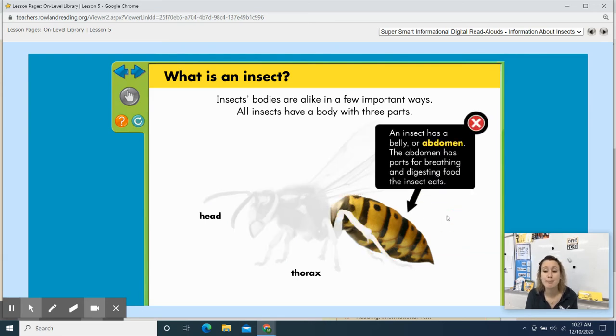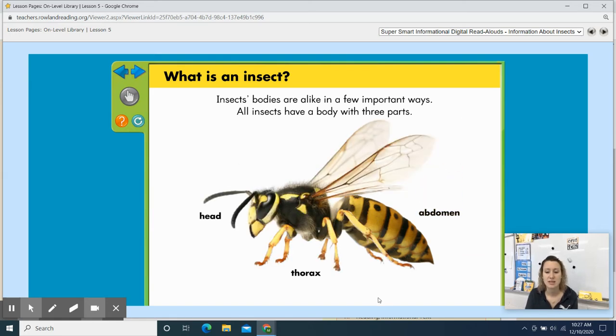An insect has a belly or abdomen. The abdomen has parts for breathing and digesting food that the insect eats. So that abdomen is like your stomach, okay? That helps you digest food. Except your stomach's in the middle of your body, and their stomach's at the end of their body.